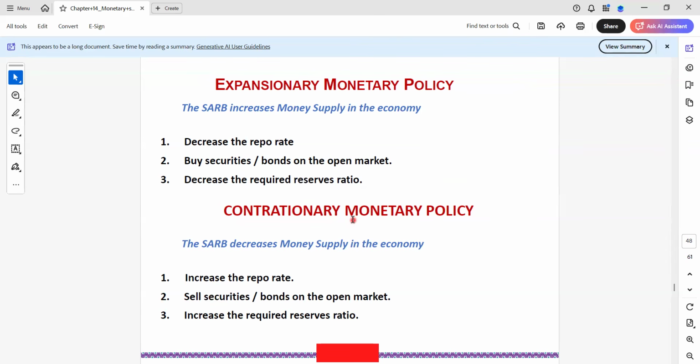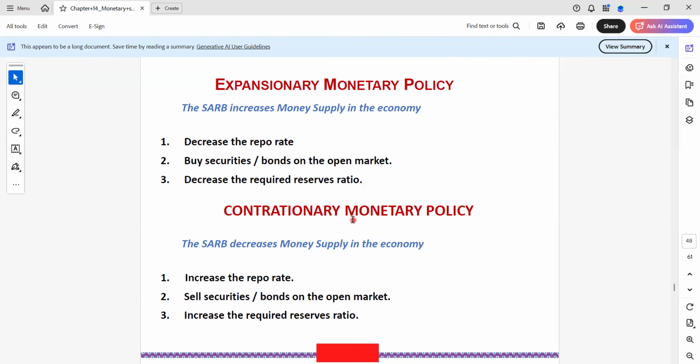We can increase the repo rate, because if we increase the repo rate, the commercial banks are going to increase the interest rate, and people are going to have less money because they won't be able to borrow money, right? Or they can sell securities. If they sell securities, the commercial banks buy these securities, and when they buy them, they pay. So it's going to reduce the money that they have, right? Or they can increase the required reserves. If they increase the required reserves, banks are going to have less money, which reduces the money circulation, right?